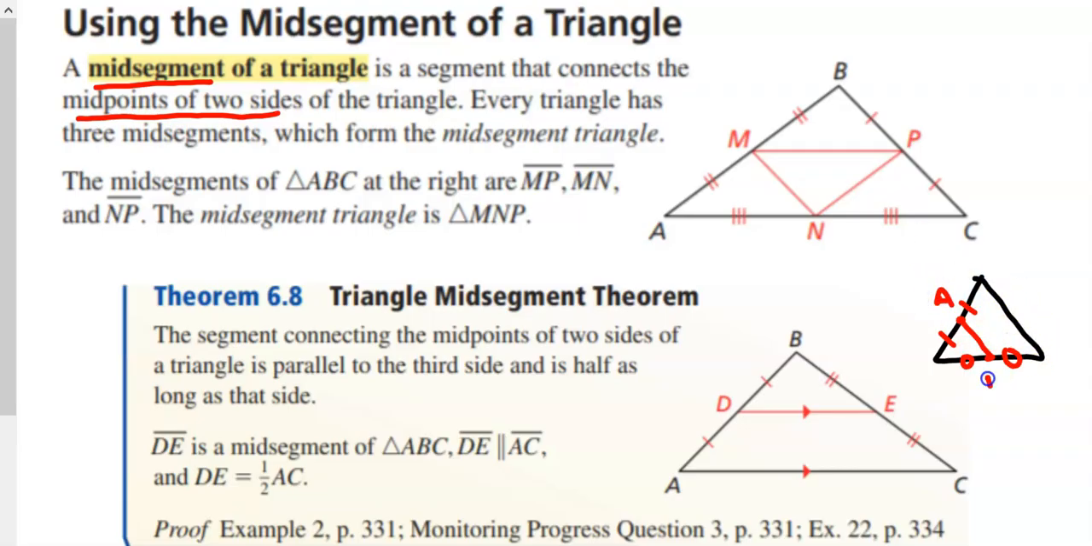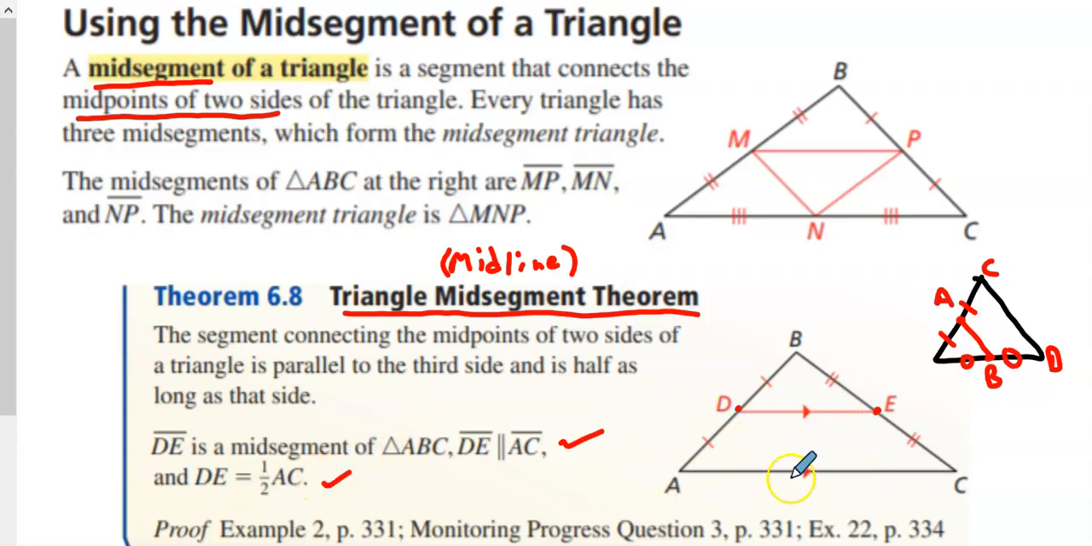So AB would be my mid-segment, and it has a relationship to CD. This is what we call the triangle mid-segment theorem. Again, you might sometimes hear this called the midline. Same thing: midline, mid-segment. If D and E here are connected to the midpoints, that tells me two things. It tells me DE is parallel to AC, and it also tells me the length of DE is half of AC.